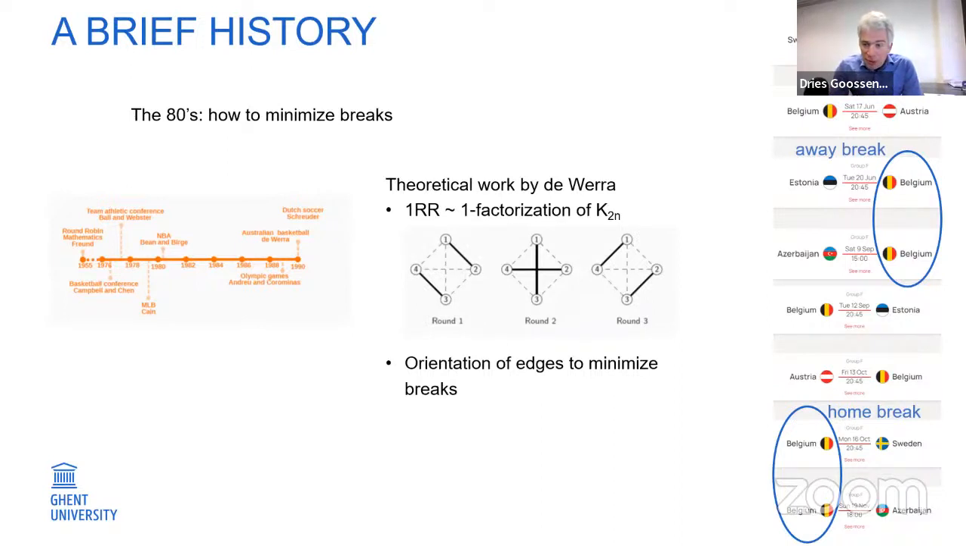where he makes the link with graph theory. We can see a single round robin tournament as a 1 factorization of the complete graph, where every 1 factor corresponds with games to be scheduled on 1 round. And of course, the nodes in that graph correspond with the teams. De Werra also has results on the minimal number of breaks and on ways to achieve schedules that have that number of breaks. And if you put an orientation on the edges, if you make them arcs, you can further exploit that to minimize breaks.